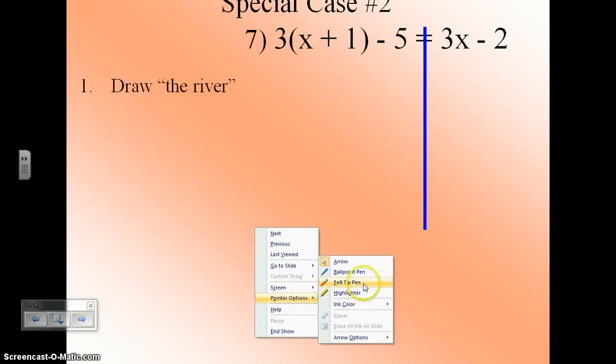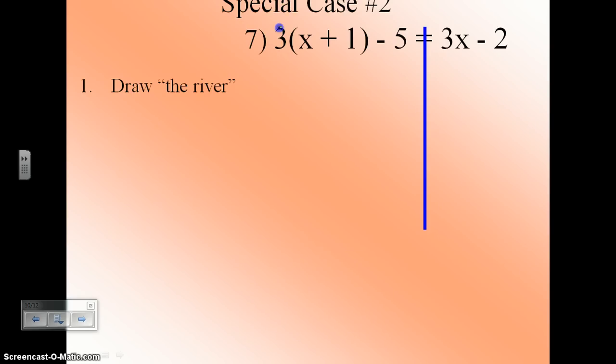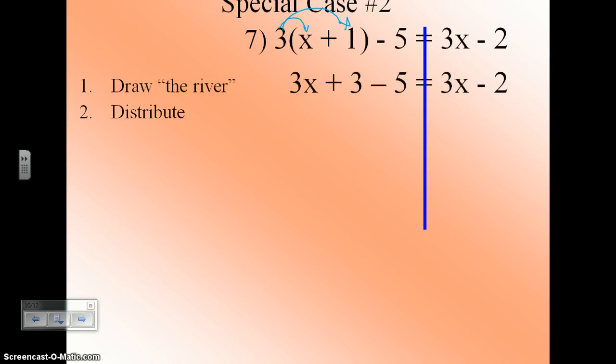Now here's special case number 2. I'm first going to draw my river. Then I'm going to distribute my 3. Okay, make sure that you distribute to both. And when I do that, I get 3x plus 3, and then bring everything else down. Negative 5 equals 3x minus 2.